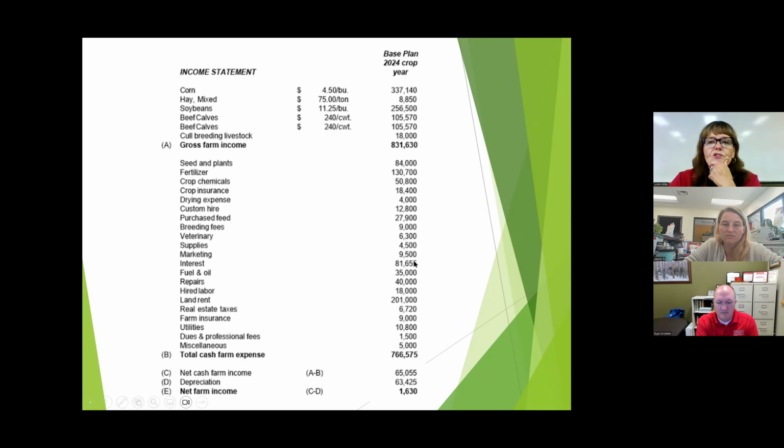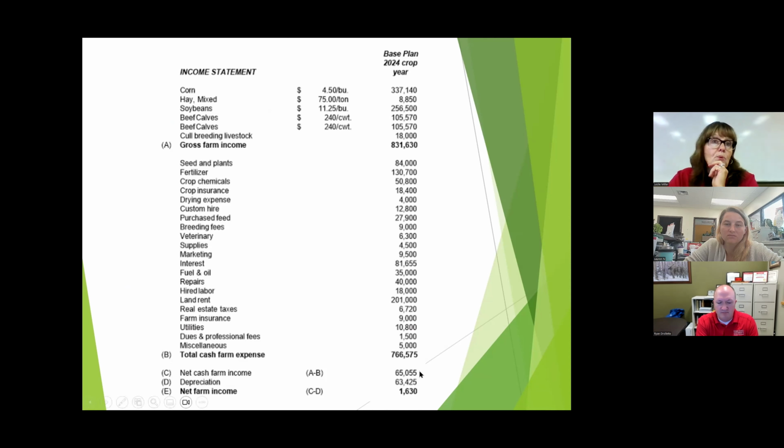If you look here, you'll see there's an interest figure of $81,655. I point that out because we're going to be using it later on in some of our projections or some of our ratio calculations. But total cash farm expenses are $766,575. So our net cash farm income is $65,055, which is the money that we're going to use to pay income taxes and family living expenses.